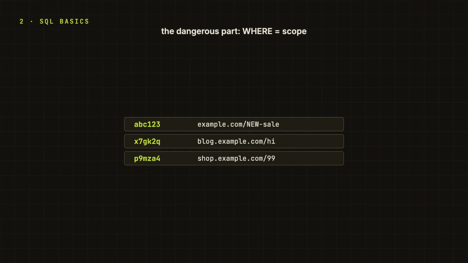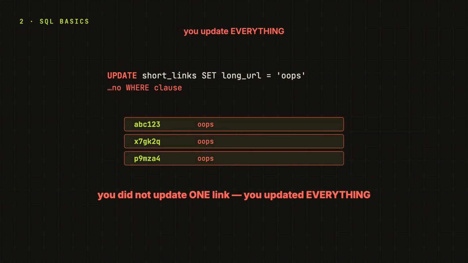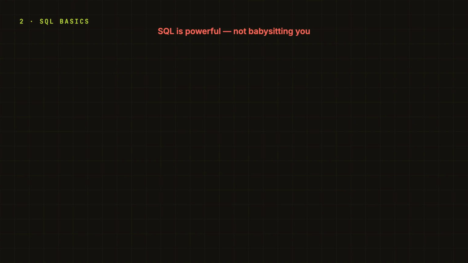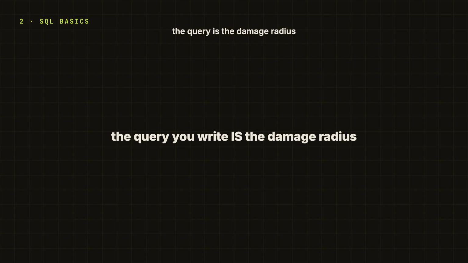The dangerous part is the same. The where clause decides scope. If you say update short links set long URL equals something without a where, you are not updating one link, you are updating the entire table. So SQL is powerful, but it is not babysitting you. The question you write is the dangerous radius also.